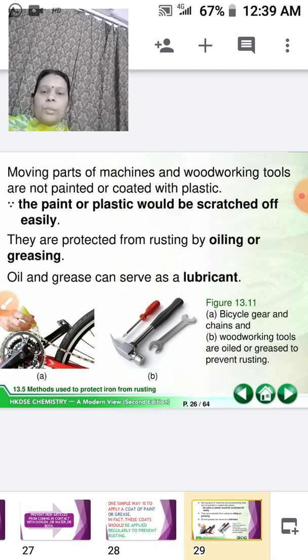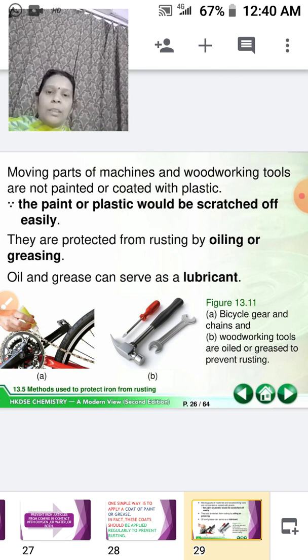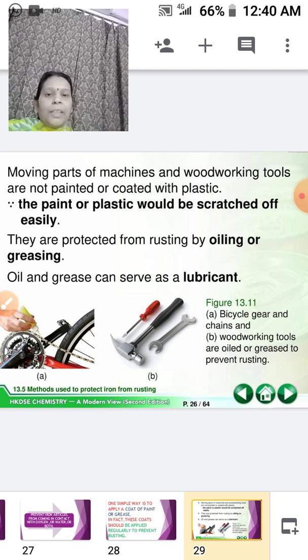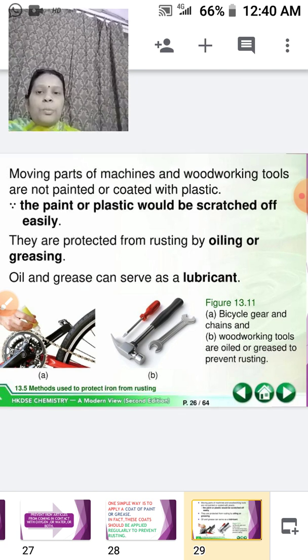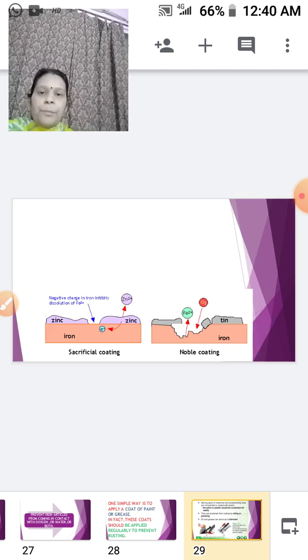The paint or the plastic would be scattered. They are protected from rusting by oiling or greasing, and these serve as a lubricant. Bicycle gears and chains, you might have seen after the rainy season you often go to the bicycle mender and get the oiling and the greasing done over there, so as to prevent your bicycle from getting rusted or corroded.